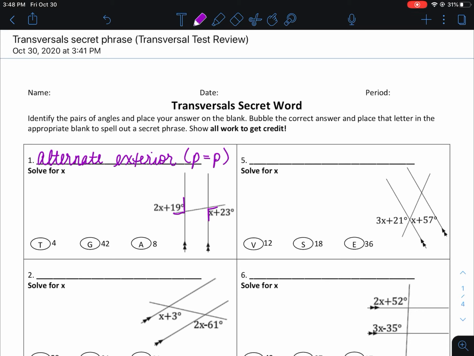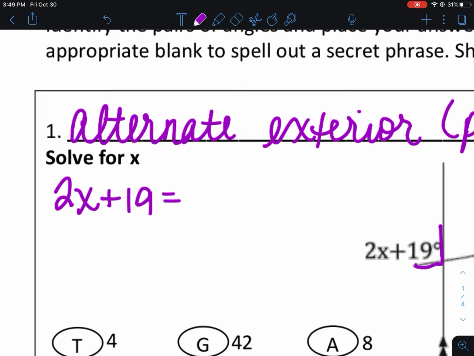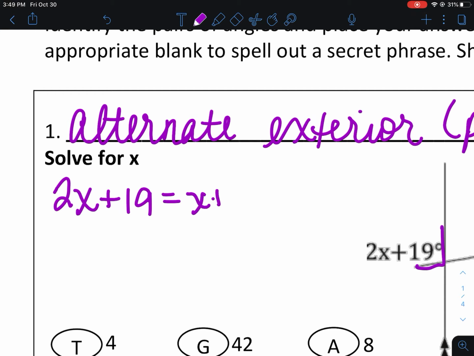So that's part equals part, and this is on that notes page that I gave you last week, if you've forgotten which one is which. So we're going to go ahead and write the equation. 2x plus 19 equals x plus 23. And we need to solve for x.